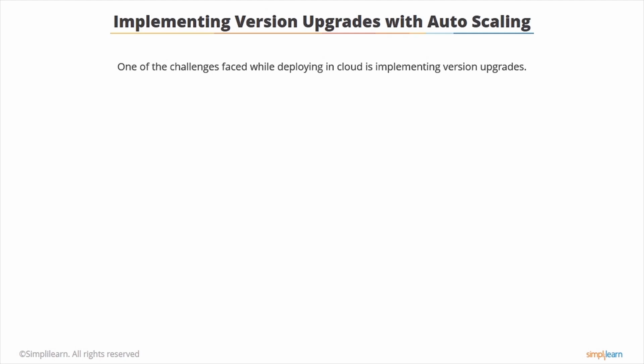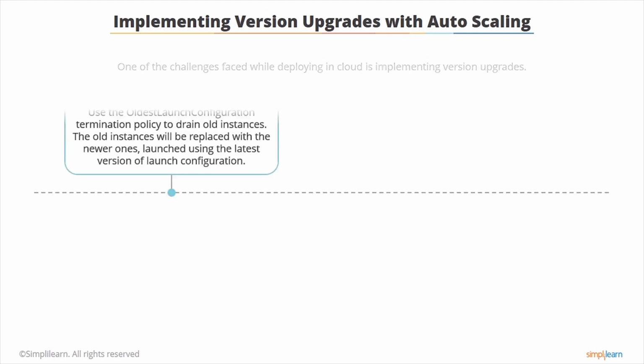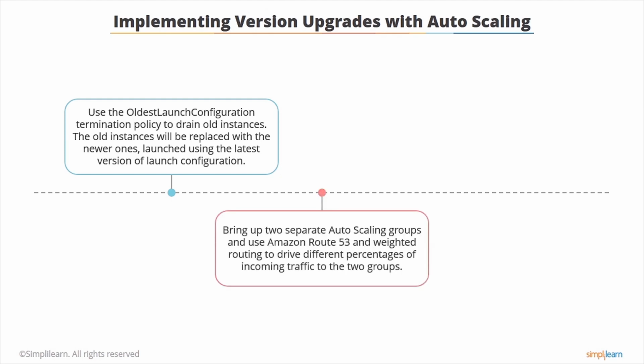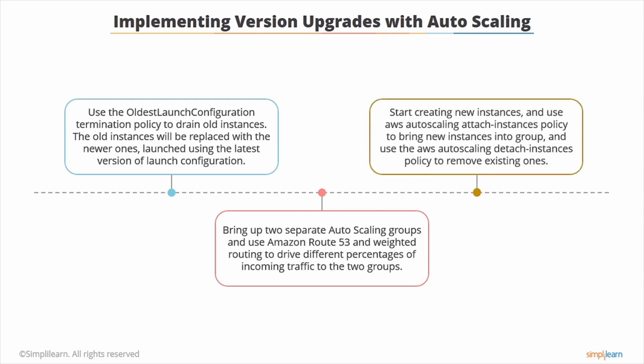There are multiple approaches. Use the oldest launch configuration termination policy to drain old instances. Old instances will be replaced with the newer ones, launched using the latest version of launch configuration. Bring up 2 separate auto-scaling groups and use Amazon Route 53 and weighted routing to drive different percentages of incoming traffic to the 2 groups. You can start creating new instances and use AWS auto-scaling attach instances to bring new instances into the group, and use the AWS auto-scaling detach instances policy to remove existing ones.